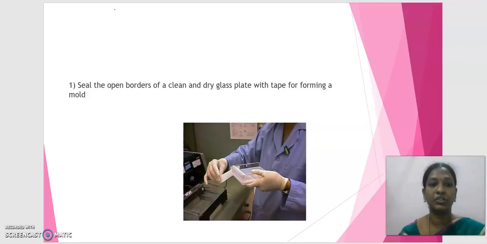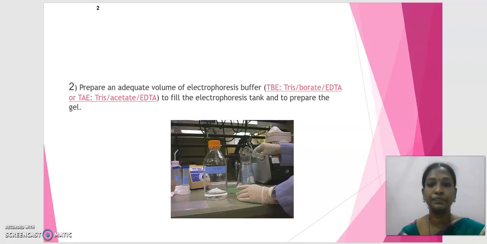So first, what is the first step? We have to seal the open borders. This is a plain glass plate, and we have to seal the four sides of the glass plate with tape to form a mold. Why are we making a mold? Because we are going to pour the liquid gel before it solidifies.